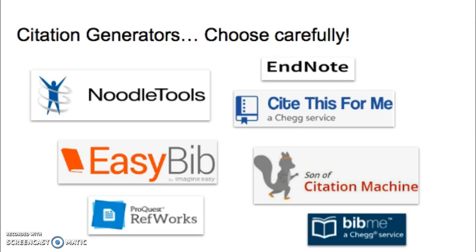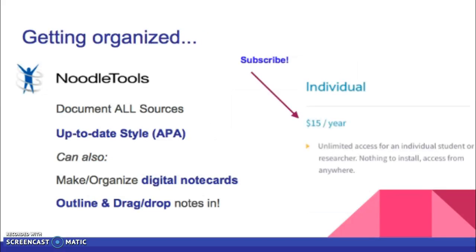Among these on the screen, Noodle Tools, RefWorks, and the paid version of EasyBib tend to be the best. EndNote also has great reviews but can be really expensive. We're going to mention just one of these, and that's Noodle Tools. Noodle Tools is very inexpensive. It's used by many schools, and for individuals who want a subscription, you can get that for as low as $15. Noodle Tools has the added benefit of making digital notes and outlines that are synced up to the correct sources.